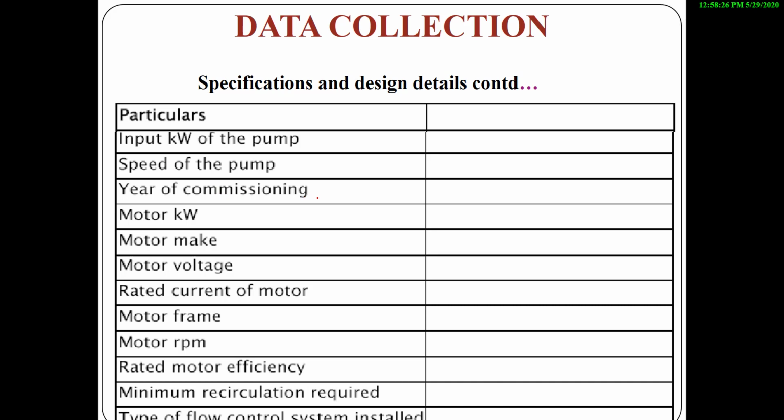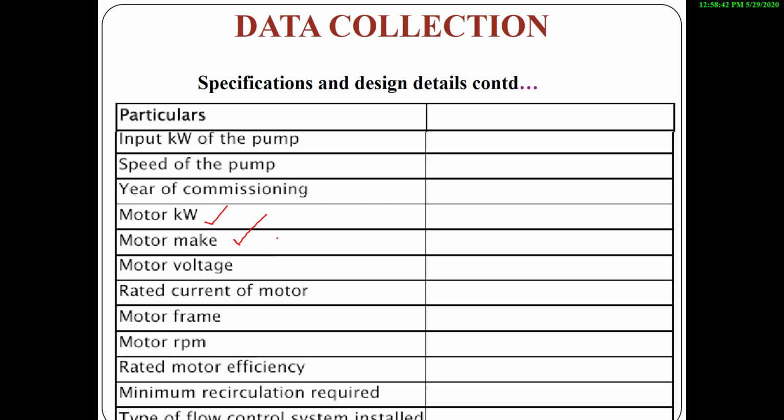Next, year of commissioning and motor kilowatt, that is, the motor provides a mechanical output which is coupled with this pumping system for pumping the water. So the motor plays a vital role in a pumping system.